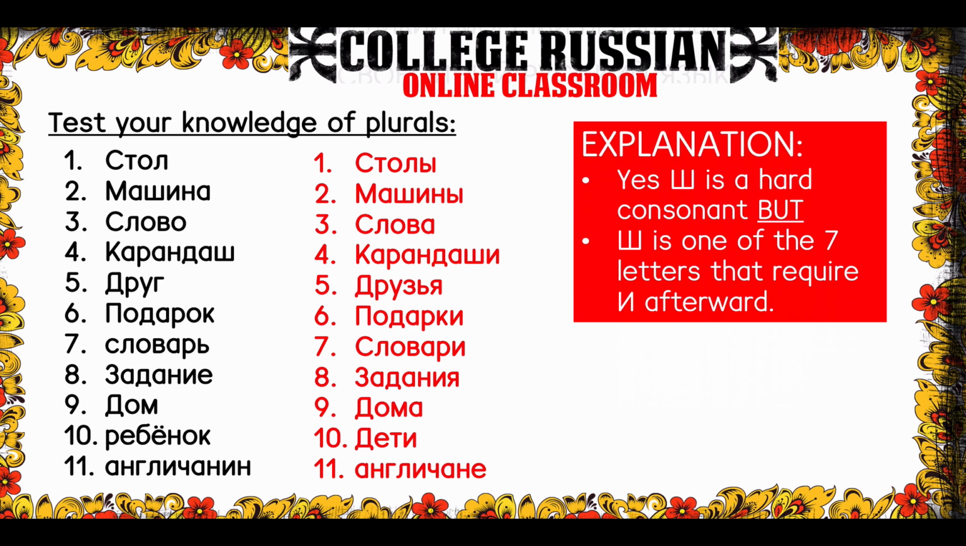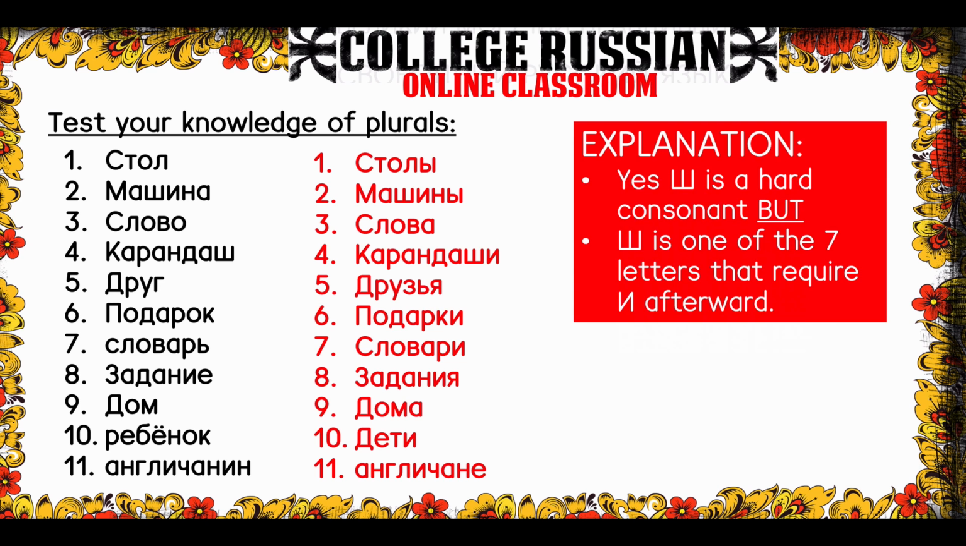So, yes, sh is hard, but it gets intercepted by the 7-letter spelling rule, which says that after these 7 letters, you have to write an E. If you don't know what those 7 letters are, look at the worksheet that I've linked you to or watch the video that comes next in the playlist.